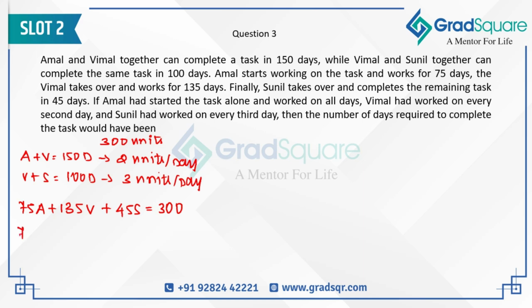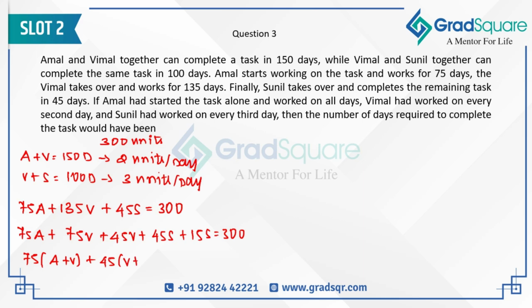75A plus 75V plus 45V plus 45S plus 15V. I'm modifying it in this manner because I can apply Amal and Vimal efficiency and Vimal and Sunil efficiency together in this equation. So let me take 75 common for Amal and Vimal, 45 common outside for Vimal and Sunil, plus 15 times Vimal is equal to 300.